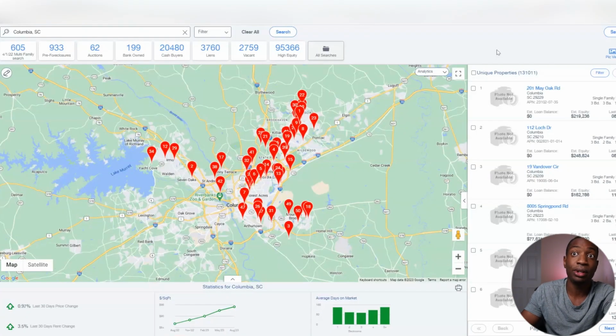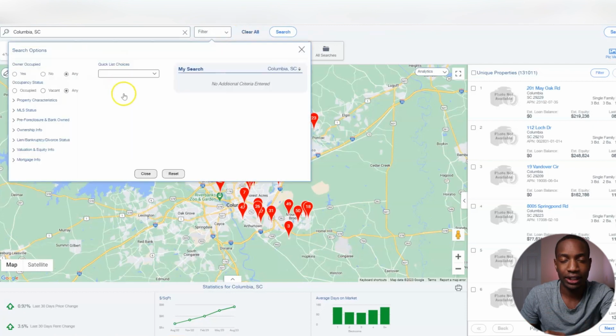So right here, I just put a random city, Columbia, South Carolina. And then from here, these are the criteria you need to find the best sellers. These are honestly the most general lists, the lists that everyone targets, but you're probably going to get most of your deals from this list. Now, it is more competitive, but they work.